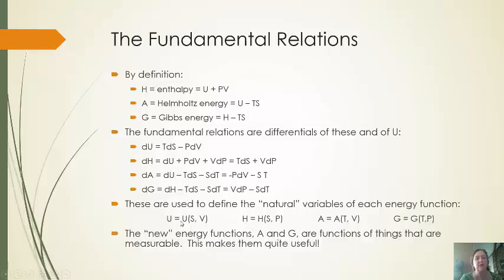Now, one of the things that you'll notice, although U and H are the energy functions that we are more comfortable with, their natural variables, the ones where their fundamental relation relates to two specific variables that are changing at the same time, they have that entropy in there. I am not real comfortable with entropy because I can't measure it, and I only have kind of a fuzzy understanding of entropy. But A and G are new energy functions that have variables that I can measure. So that in fact is going to make them quite useful.